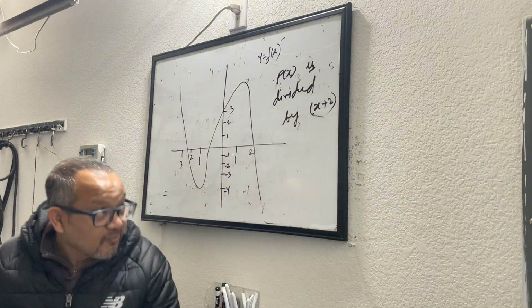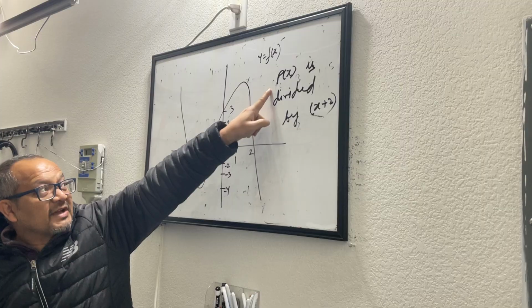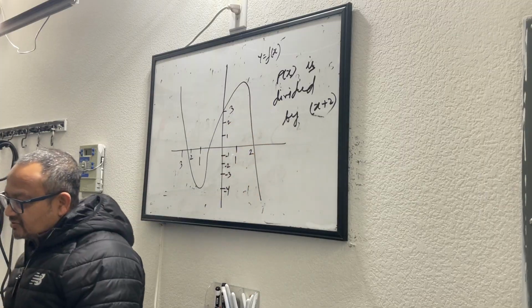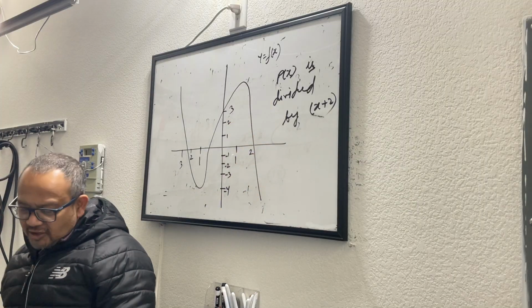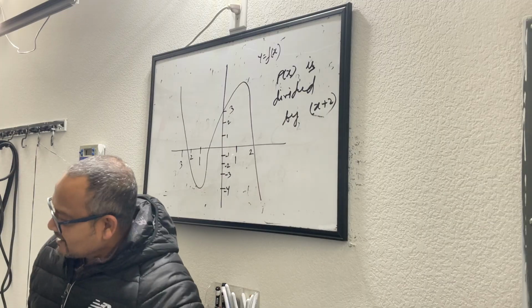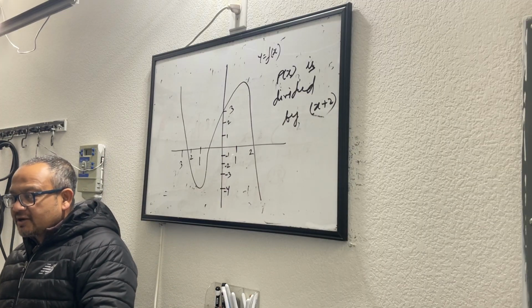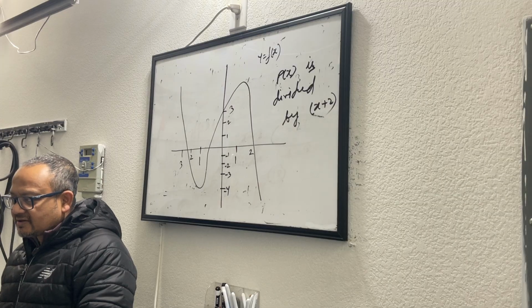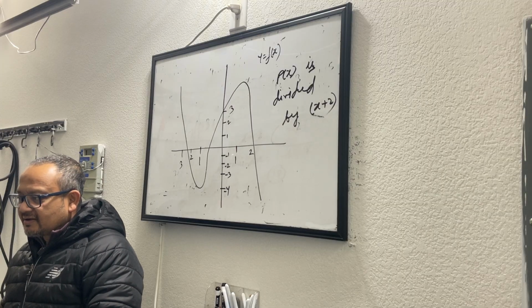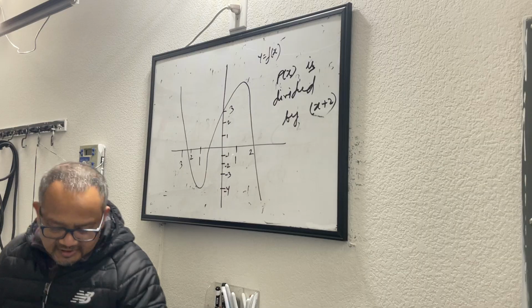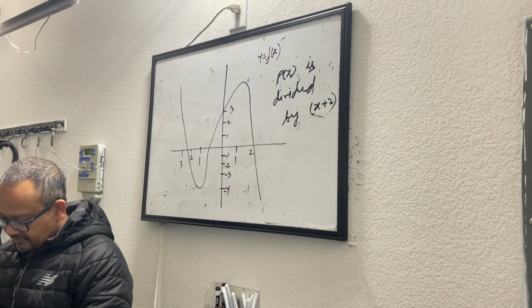Now, what is the remainder when p of x is divided by x plus 2? And I want you guys to literally think about it for a minute or two. Did everybody hear the question clearly? Can you please repeat it? Yeah, I'm reading the question one more time.